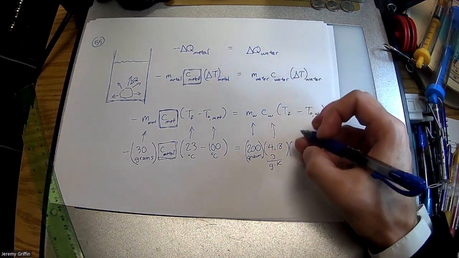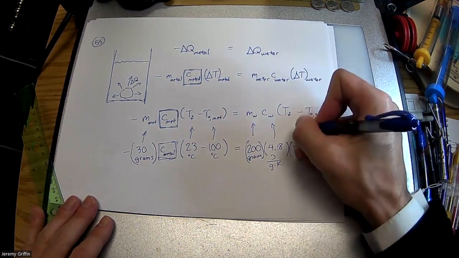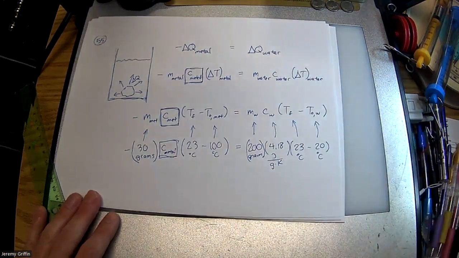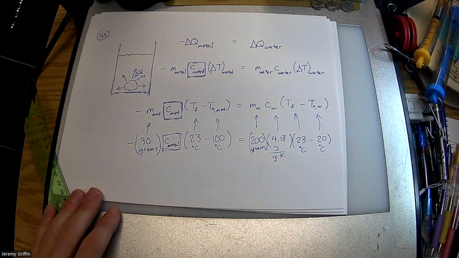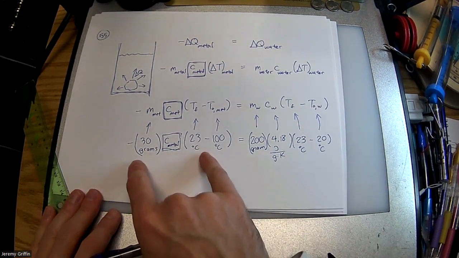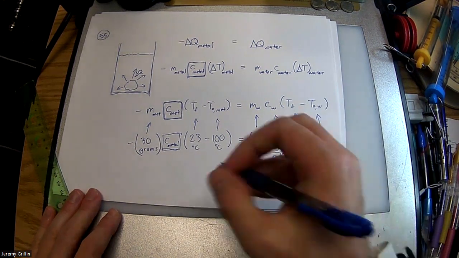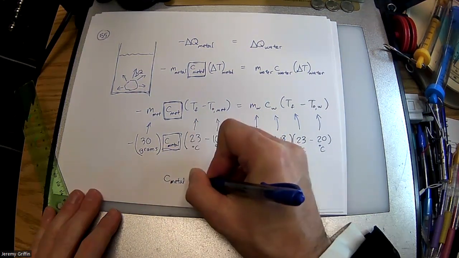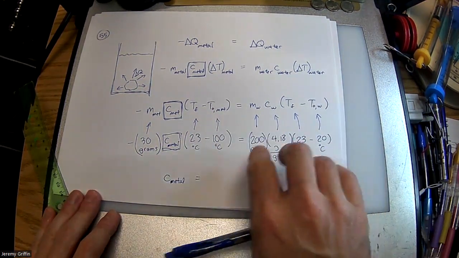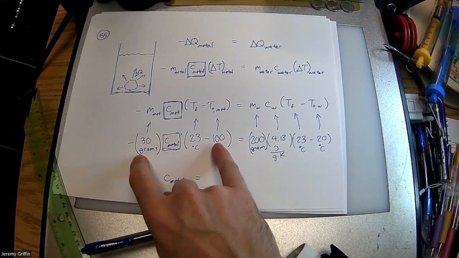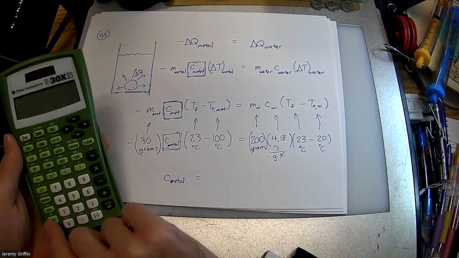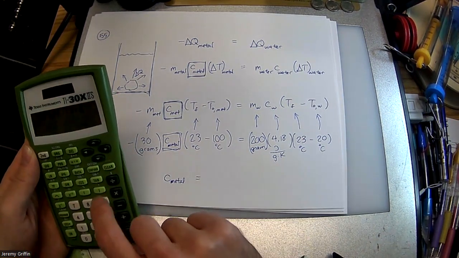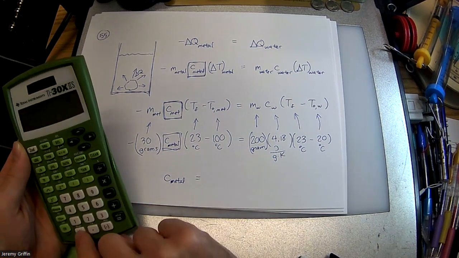And then temperature final, this many degrees Celsius, from temperature initial, this many degrees Celsius. It's all there, so all I have to do is divide and I get the answer. So the specific heat capacity of the metal is equal to all the stuff on the right divided by the left. Negative and negative cancel out, so I have a positive value, which is good. That times that times that divided by that.